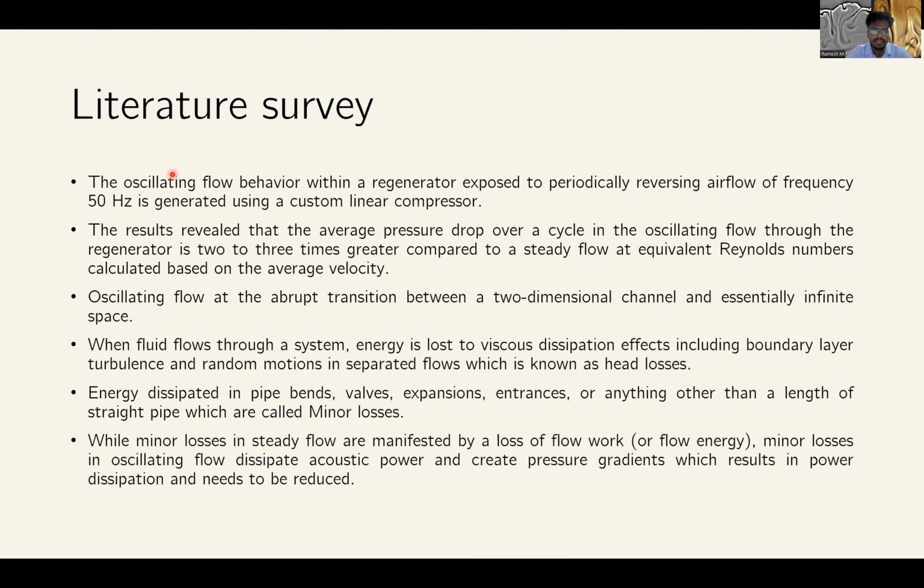So a few other people came and they made their own Stirling engine setup. It is very easy to set up a basic Stirling engine, and they generated the oscillatory flow from a linear compressor with a frequency of 50 Hz. What they found is that the average pressure drop over a cycle in the oscillatory flow through the regenerator is 2 to 3 times greater than the steady flow based on the steady flow assumptions.